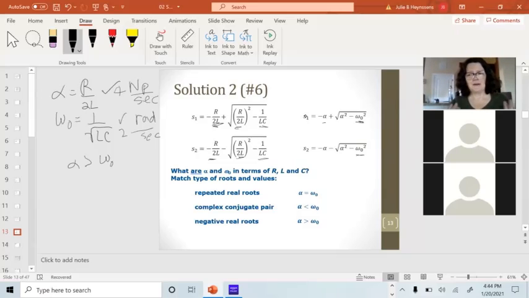I'm a little confused on why you square rooted LC. Because this is omega naught squared here, and this is just 1 over LC. So if you're solving for omega naught by itself, you have to take the square root.